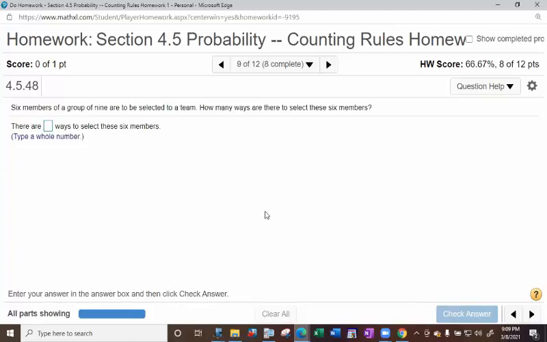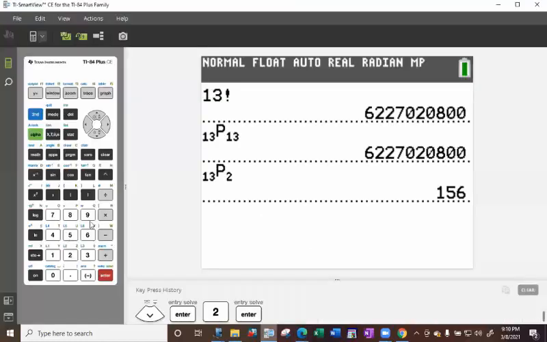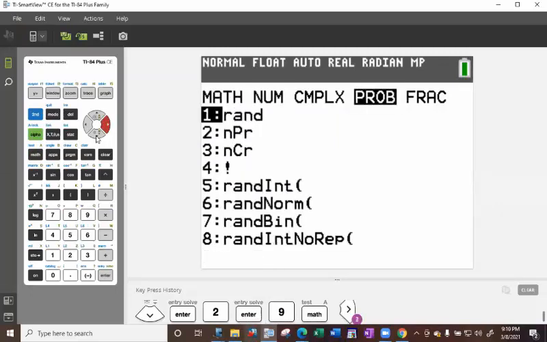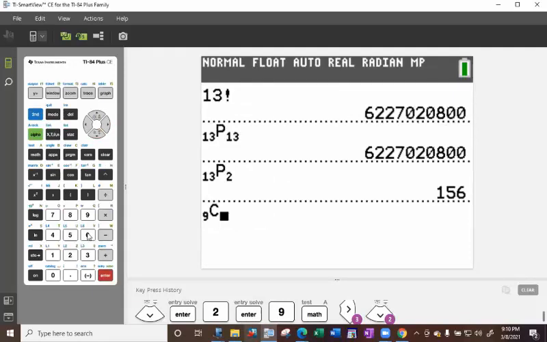6 members of a group of 9 are to be selected to a team. How many ways are there to select these 6 members? Okay, there's nothing in there that indicates that the order or ranking or anything between them is going to matter. So that means it'll be a combination problem. We're just taking 6 out of 9, without regard to any kind of order. So I'm going to go 9C6. 84.